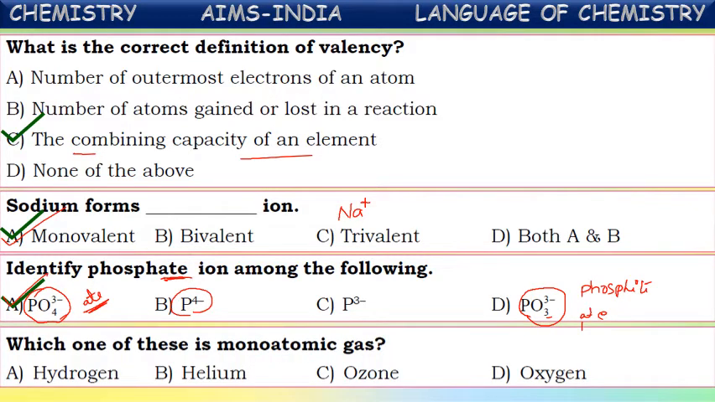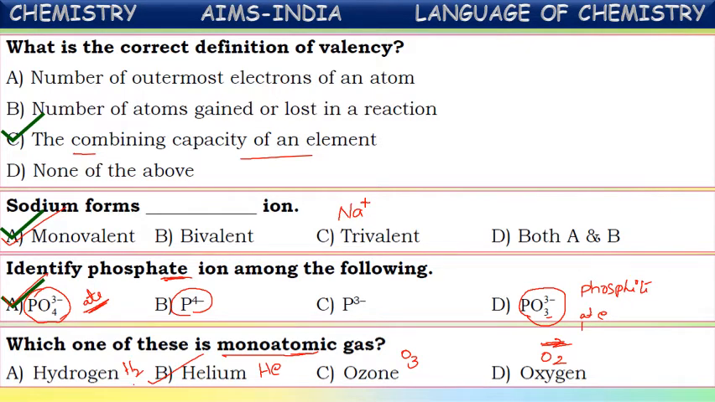Which one of these is a monoatomic gas? Oxygen is O2, ozone is O3. Helium exists as individual atoms. All these points we discussed. Hydrogen is H2. So which one is monoatomic? Individually existing, that is called monoatomic, which means helium.